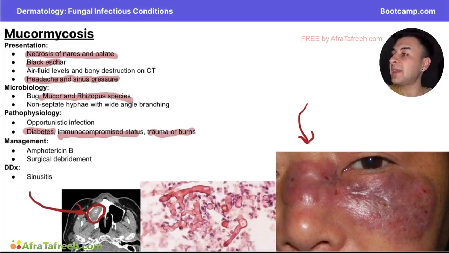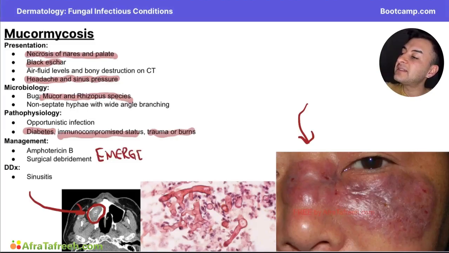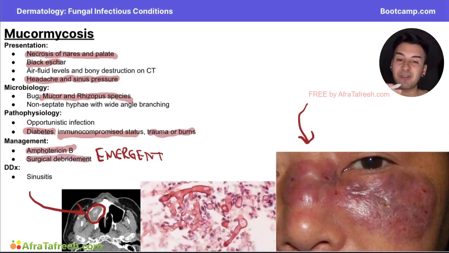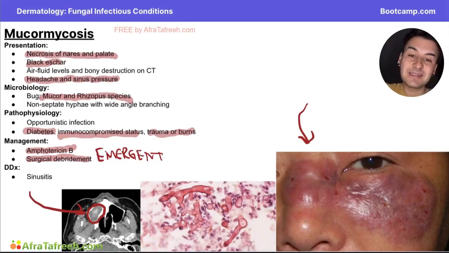In terms of our management, this is an emergent condition. This is a very scary disease process because the mucor can actually spread from the nasal bridge into the brain and into the carotids and kill someone very quickly. So these patients automatically get amphotericin B and surgical debridement in order to treat this disease process. In terms of our differential here, pretty much the differential is going to be sinusitis, but this is going to be a much milder presentation. It's not going to have this erosive destruction or black eschar like we're going to see in mucormycosis infections.